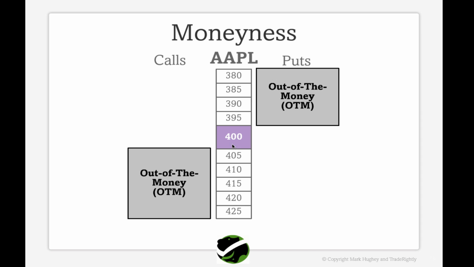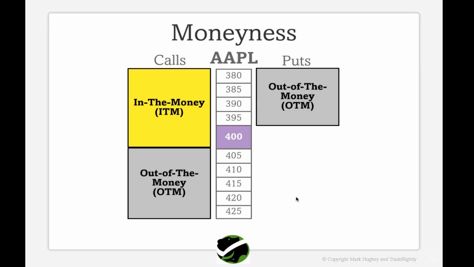Now, if money can be made by exercising a call, then that call is in the money. If I have the 390 call, I have the right to buy Apple at $390 per share. I could exercise that option, buy the stock for $390, and then immediately sell it on the open market for $400 for a $10 per share profit. I'm in the money.